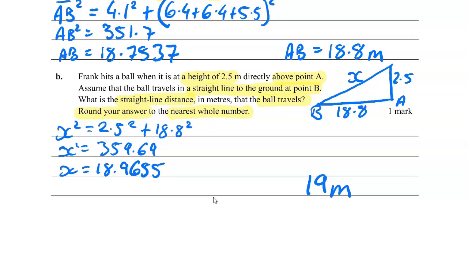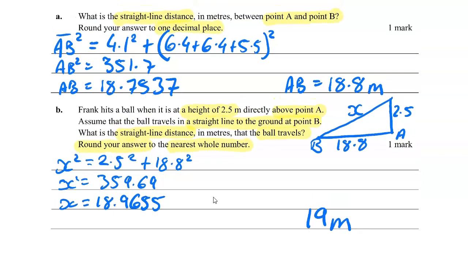And if you got part A wrong and you got something different there, but you clearly used it in your workings and got a correct answer, but obviously with that wrong information, there was a consequential mark there for you.